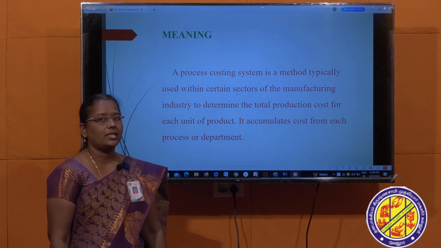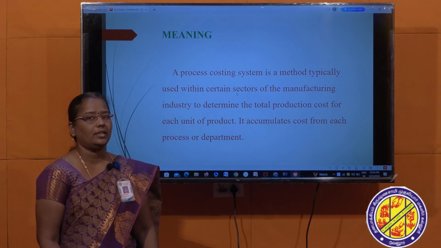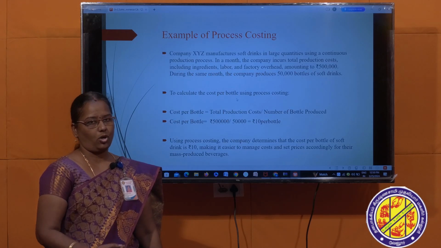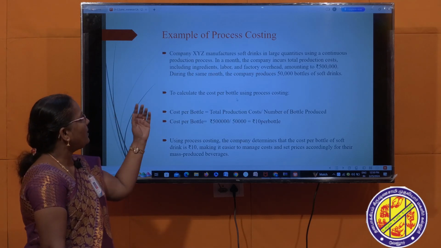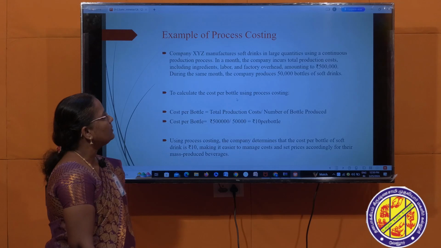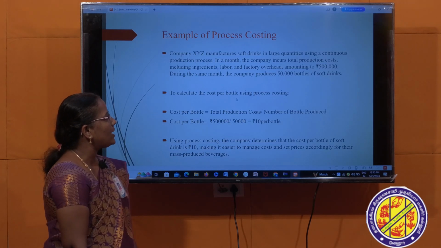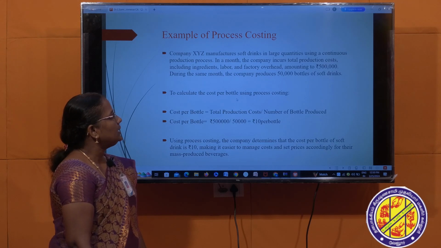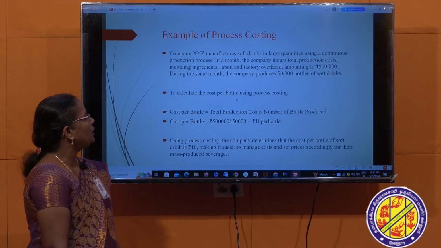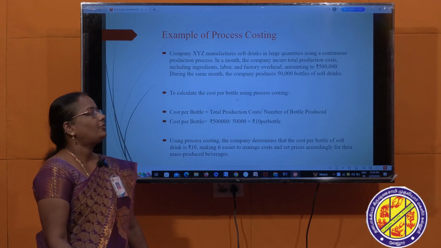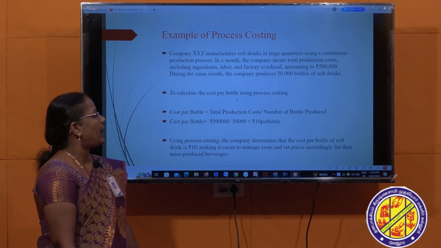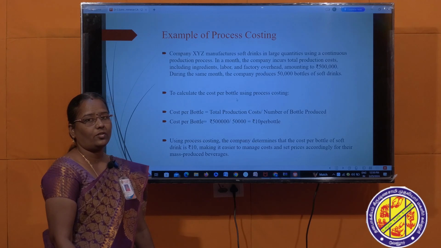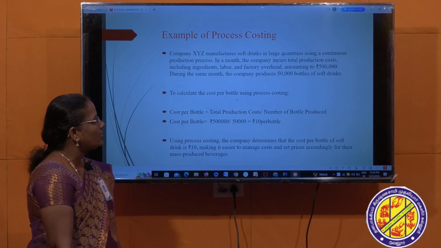So, process costing is a method which is used to ascertain the cost of production or cost per unit of the product. For example, a company XYZ manufactures soft drinks in large quantities using a continuous production process. In a month, the company incurs the total production cost including ingredients, labor, factory overheads amounting to rupees 5 lakhs. During the same month, the company produces 50,000 bottles of soft drinks. So, what is the solution?